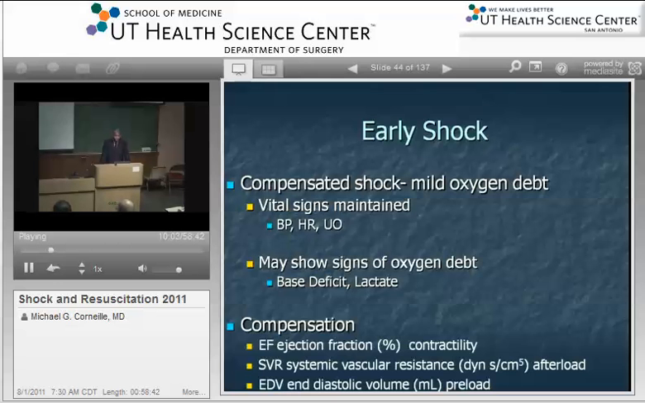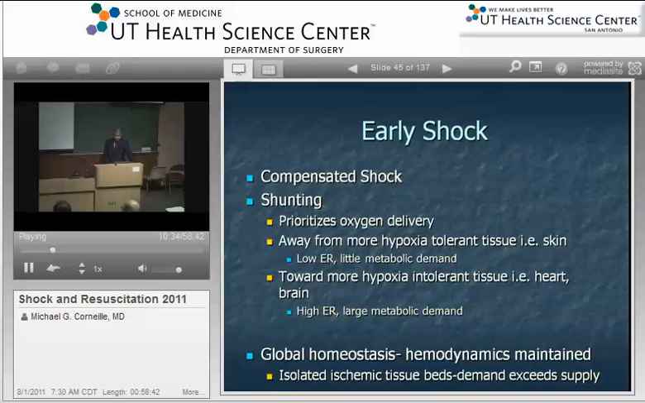There may be some global, some systemic signs of oxygen debt, including increases in lactic acid and increases in base deficit. The compensation occurs through increasing contractility, increasing diastolic blood pressure afterload, increasing the preload by attempting to draw fluid from the cells and from the interstitium. Additionally, shunting prioritizes oxygen delivery away from more hypoxia-tolerant tissue to tissues that are less hypoxia-tolerant, including the brain and heart, those with a high oxygen extraction ratio and high metabolic demand. In compensated shock, hemodynamics are maintained, although there may be isolated tissue beds which are ischemic and where demand exceeds supply.